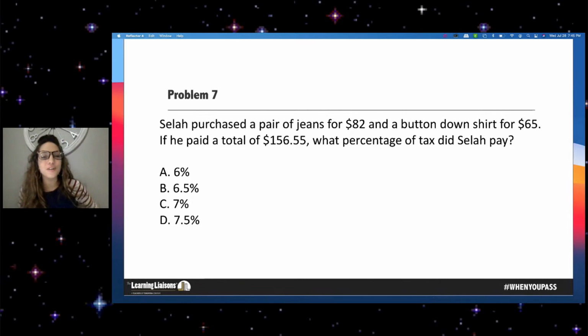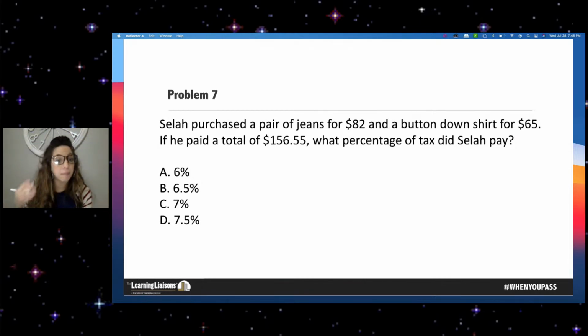If he paid a total of $156.55, what percentage of tax did Selah pay? Very interesting question here. This is K-12. Anybody can see this on their exam. So there's a couple ways we can do this, and I'm going to solve it both ways.